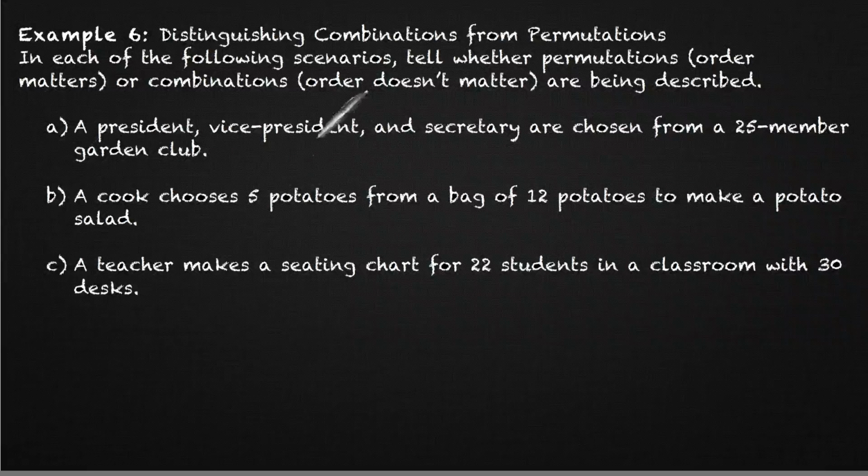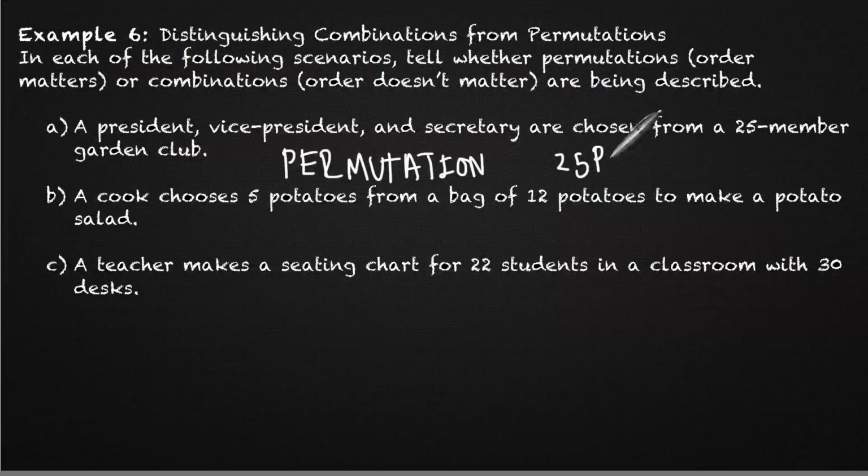Okay, we have a president, a vice president, and a secretary, and they are chosen from a 25-member garden club. So, does the order matter? Is there a role? Is there a name? Is there rank? Is there a hierarchy? Absolutely. So it's not just enough that you got the 3 people, you got 3 different roles. So this is going to be a permutation. And if we were to solve it, then it would just simply be 25P3.